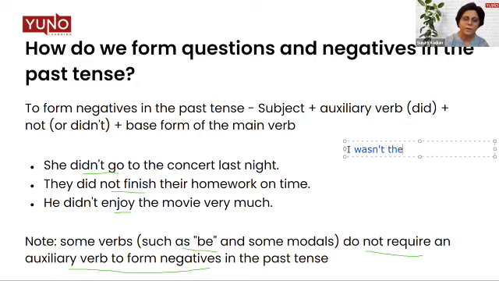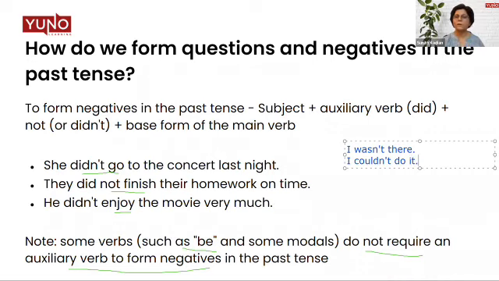Now let's look at, for example, the verb could. Oh, I couldn't. Because the modal itself is a helping verb. So you just put couldn't. I couldn't do it. I couldn't help her, right?